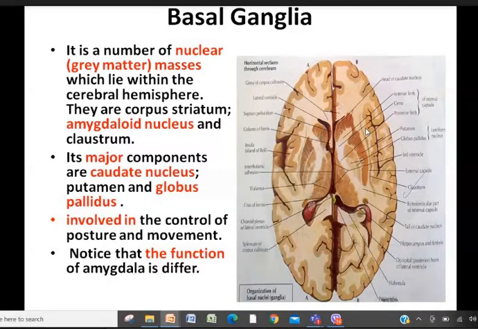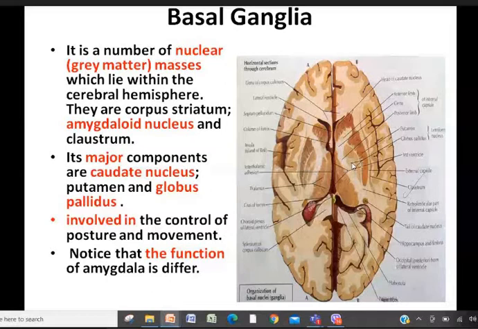It consists of corpus striatum, amygdaloid nucleus, and claustrum. So this is the claustrum, and we'll talk about the corpus striatum. Actually, its major components, so first, when you say the basal ganglia, you have to remember the caudate nucleus, putamen, and globus pallidus. Okay, I'll repeat this again.